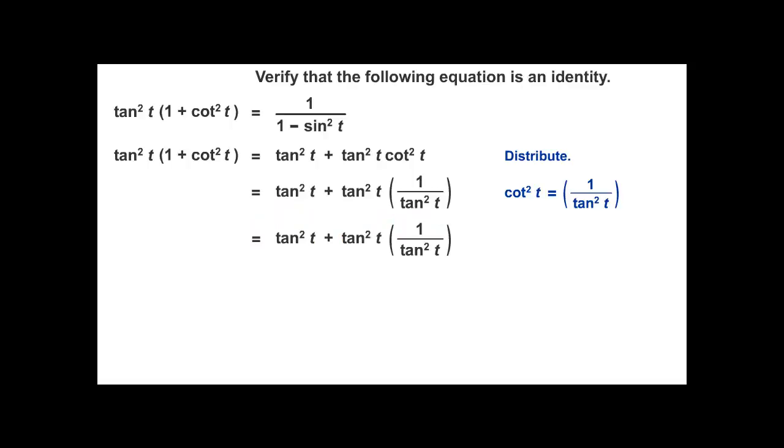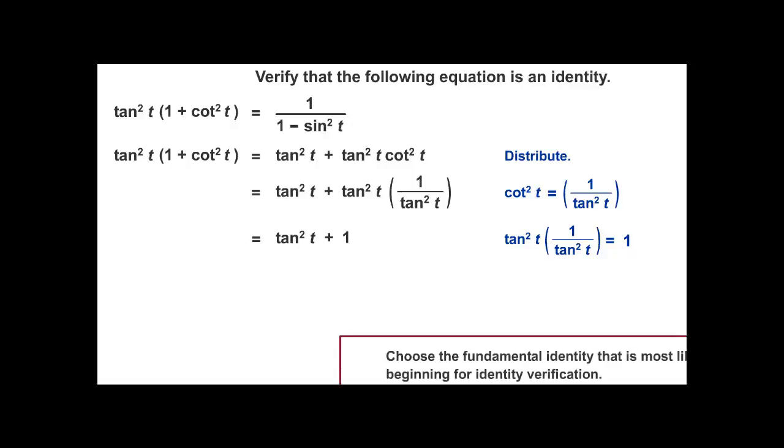Multiplying, we simplify the product of the square of tangent t and the square of its reciprocal to get 1. The sides still do not match. This means we have to select another substitution using a fundamental identity. Let's choose an identity that will help further our verification process.